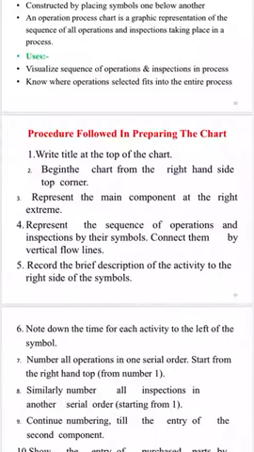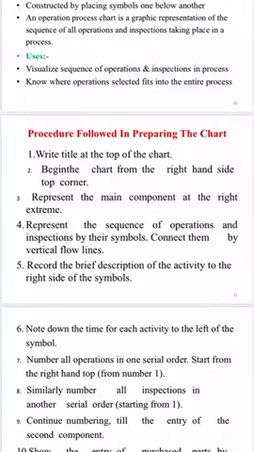Then the third step is to represent the main component at the right extreme. That is, we need to represent the main activity at the right hand side on the top extreme. Then represent the sequence of operations and inspections by their symbols, following this construction procedure, and connect them by vertical flow lines.